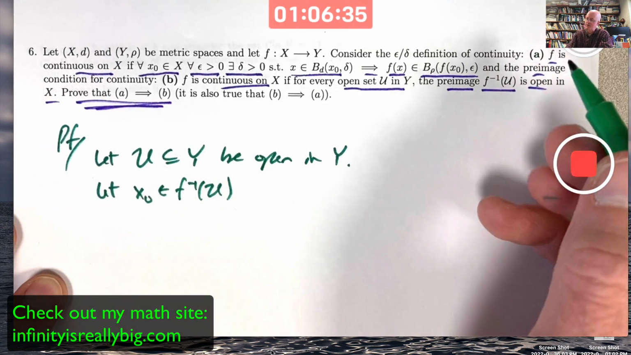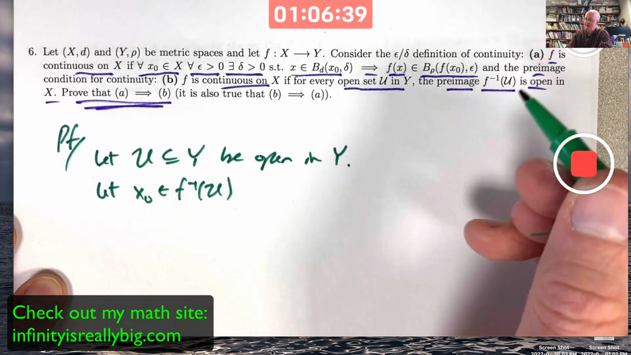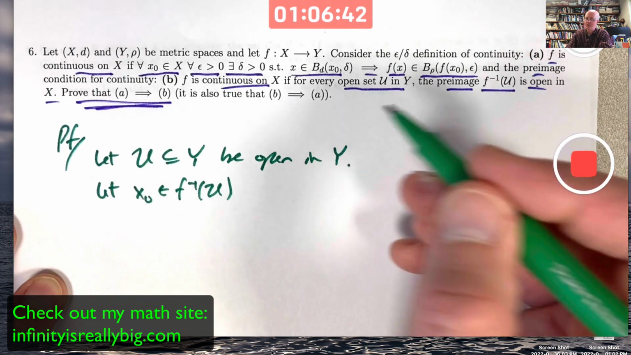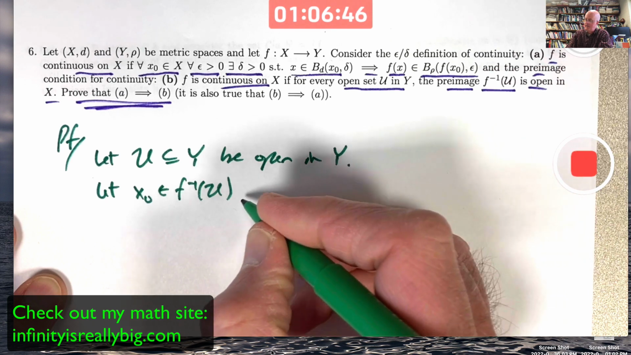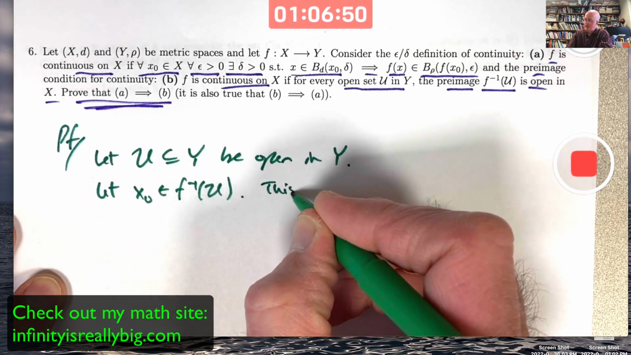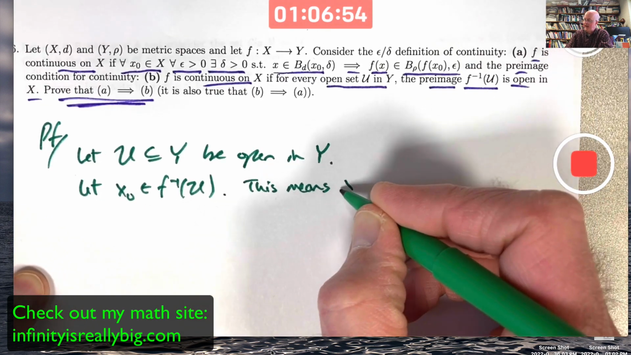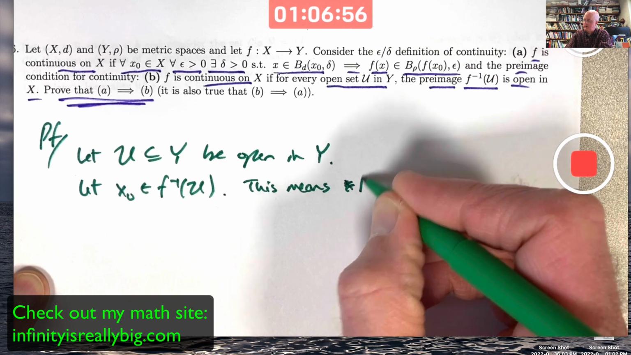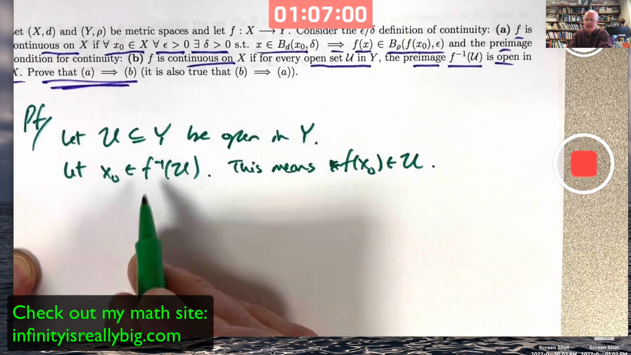I'm going to use condition A. I'm assuming condition A is true. I'm trying to show that that implies condition B is true. Okay? This means, well, think about what that means. This means that f of x0 is in U, because that's what it means to be in the preimage.